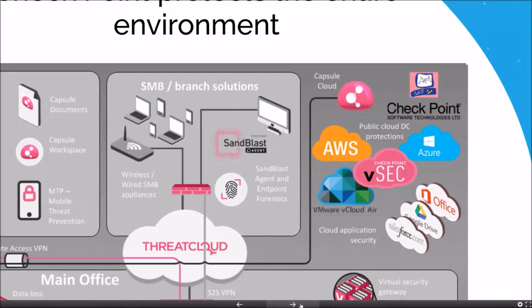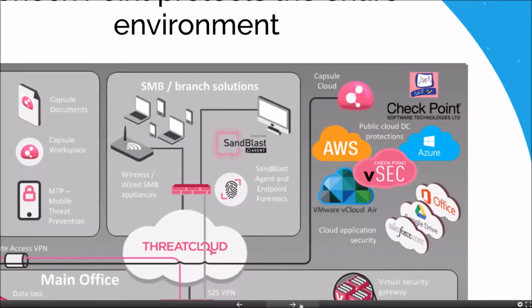When you get into the software-defined data center space, Check Point has its vSec product line, which can secure cloud services like Amazon's AWS or Microsoft Azure. We have a solution for VMware vCloud, and we also have software as a service based solutions to protect things like Microsoft Office, Google Drive, or Salesforce. We also have the Check Point Cloud Firewall called Capsule Cloud, which would fall under that space as well.